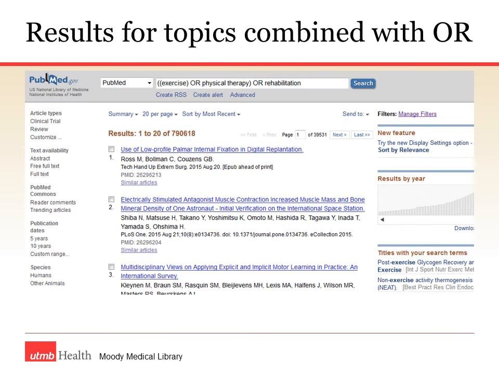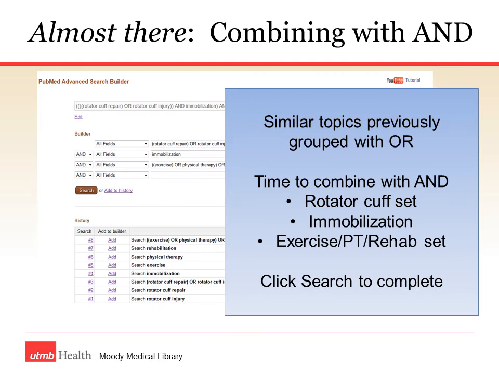Here are my results for all the topics combined with OR. I've combined exercise or physical therapy or rehabilitation into one large set and have a lot of articles that I might be interested in. But when we combine everything with AND, that's going to narrow down because it means something of those topics must exist.